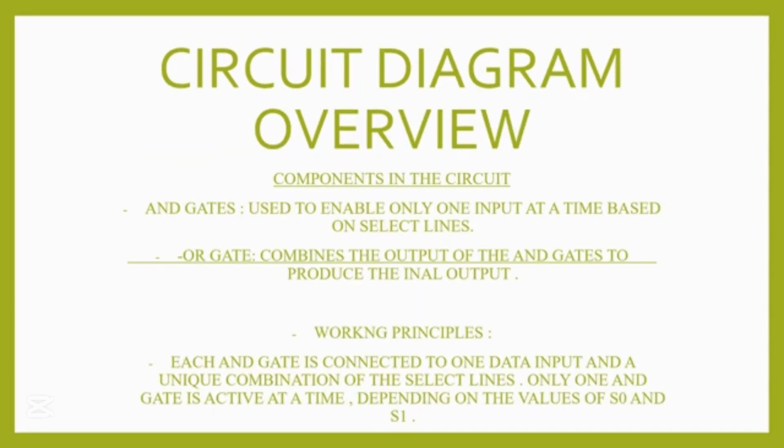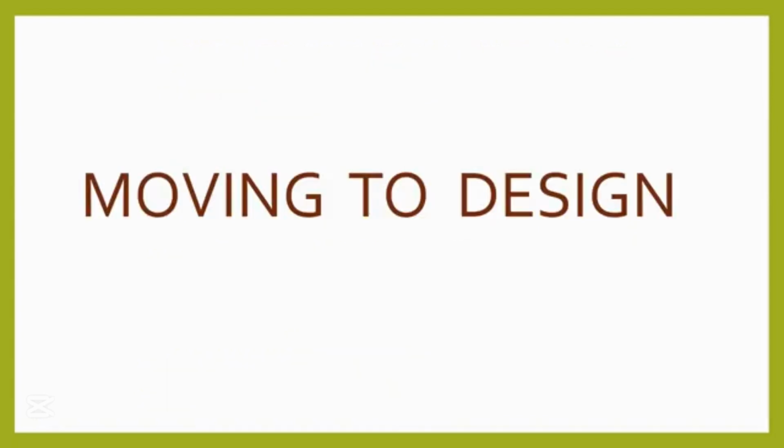In the circuit diagram overview, these are the components in the circuit. We have the AND gates, used to enable only one input at a time based on the selection lines. We also have the OR gate, which combines the outputs of the AND gates to produce the final output. Then the working principle: each AND gate is connected to one data input and a unique combination of select lines. Only one AND gate is active at a time, depending on the values of S0 and S1.